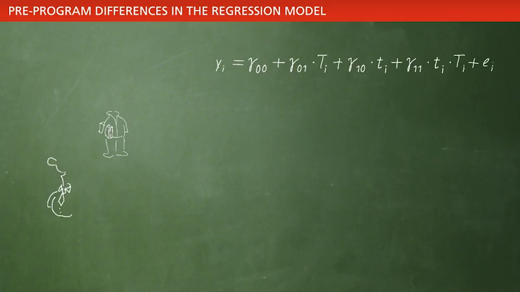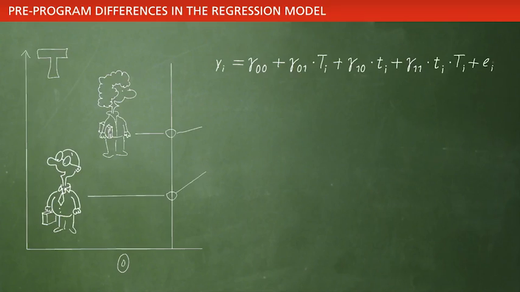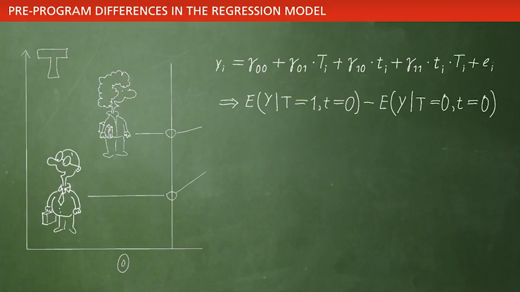First, we state our regression model again to remember the different coefficients. Next, we see how the model captures the differences in average outcomes in the pre-program period, that is, when the time indicator is 0 and the treatment indicator varies.